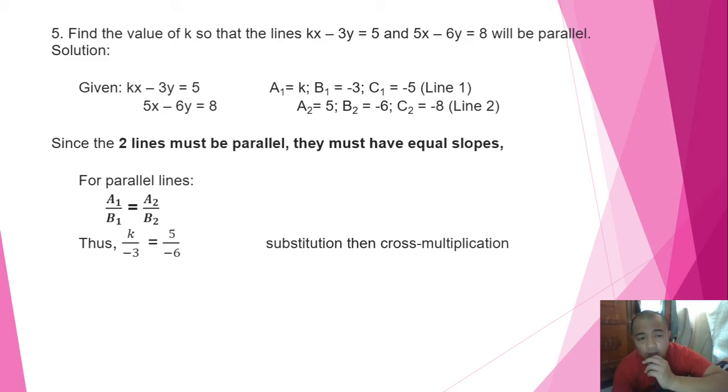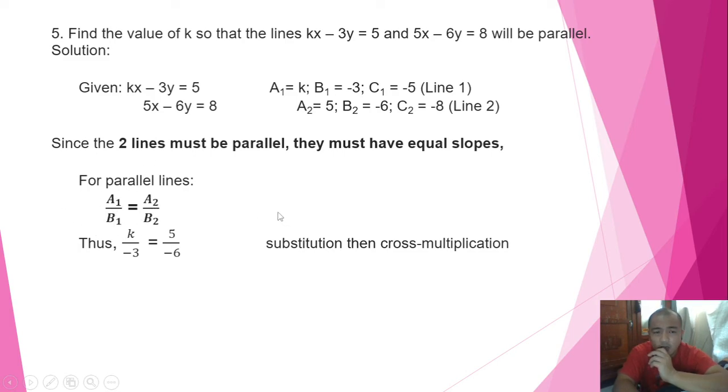A sub 1 over B sub 1 equals A sub 2 over B sub 2. Or if you cross multiply that, A sub 1 B sub 2 minus A sub 2 B sub 1 equals 0. That's the formula, right? Okay, we can use that formula or this. You can also use this, so you don't have to cross multiply.